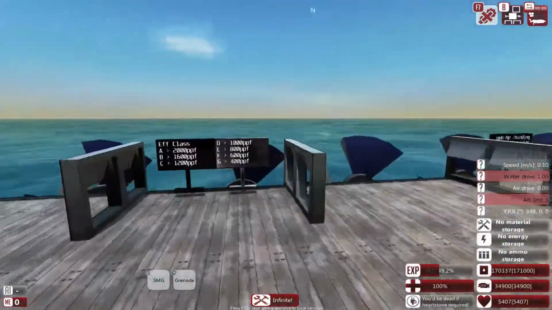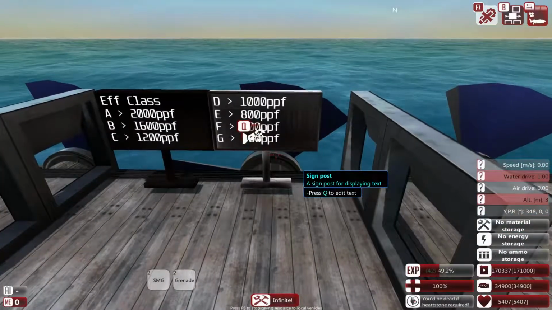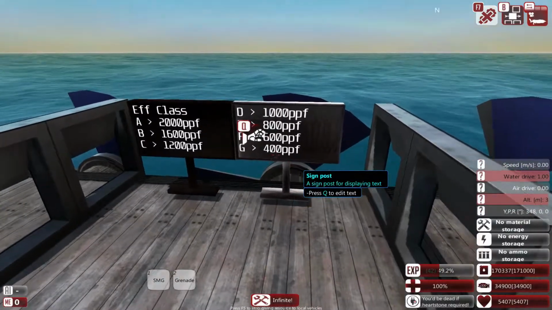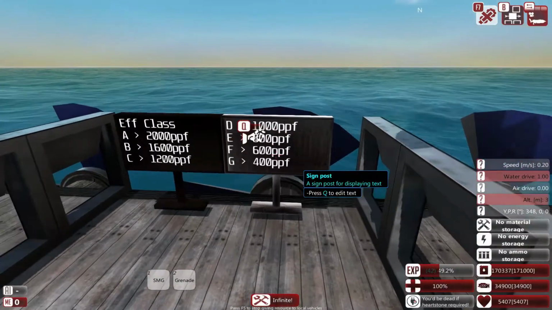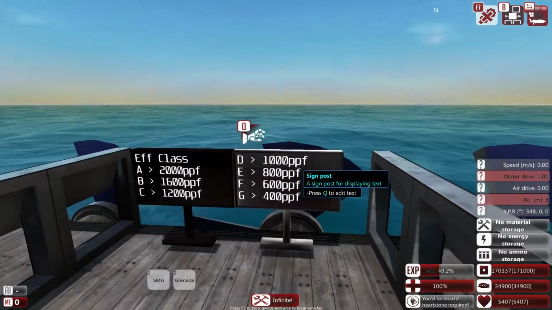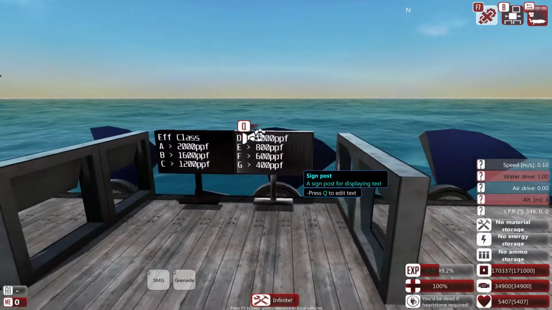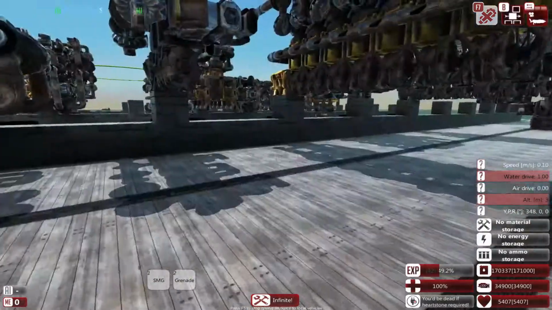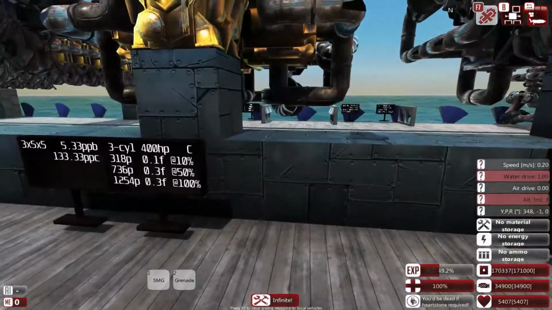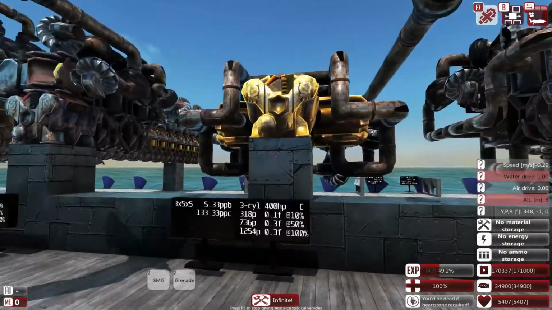explain why it's kind of irrelevant, because if you're in an inefficient motor range, anything under 400 power per fuel, I typically don't use. And if it's in a small ship, then I try to fit the most power efficient, fuel efficient motor I can in it, if I can't make a C-class motor fit. But here's a C-class motor that's only 3x5x5, makes 400 horsepower, and only uses 0.3 fuel at maximum RPM.